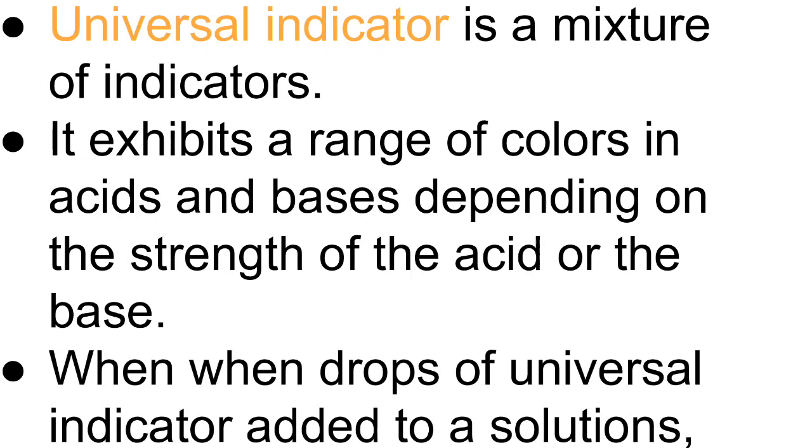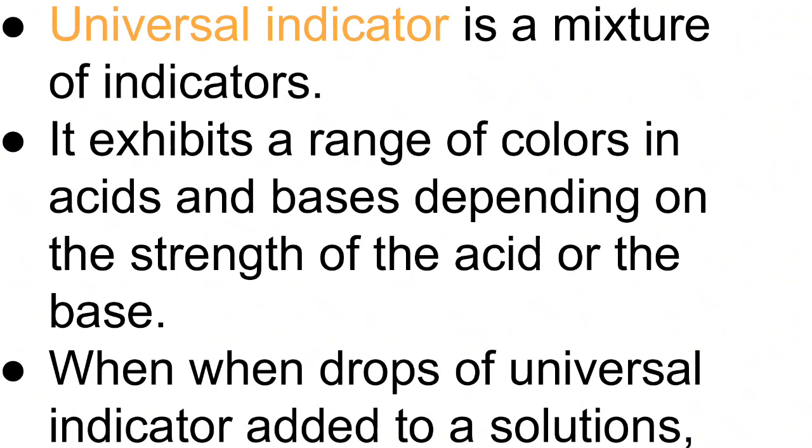When drops of universal indicator are added to a solution, the color obtained is compared with that of a pH chart to determine the pH of the solution. The pH scale is shown in the table below. Now, a universal indicator works together with a pH scale. When you put a few drops of the universal indicator in a solution, then it will show a certain color. That certain color, you look against a pH chart and it will tell you the pH of that solution.